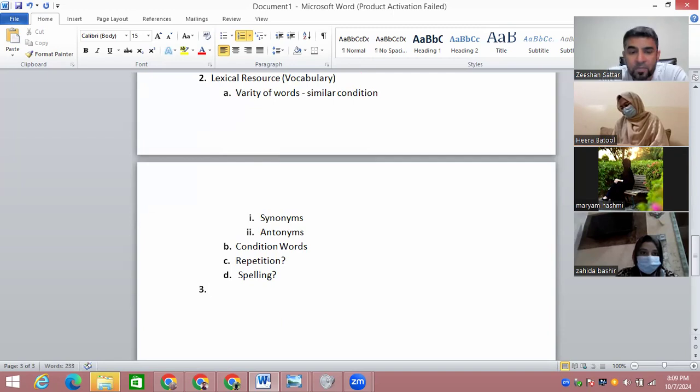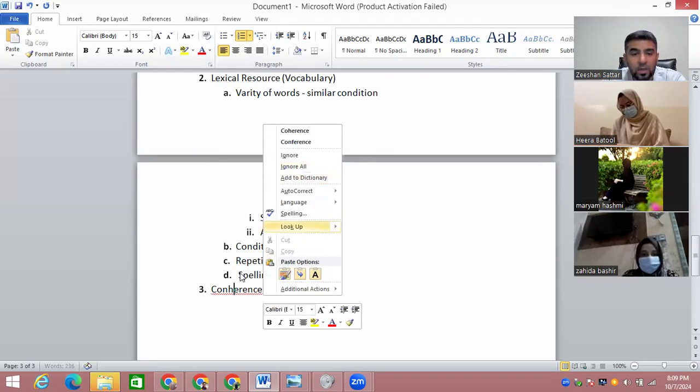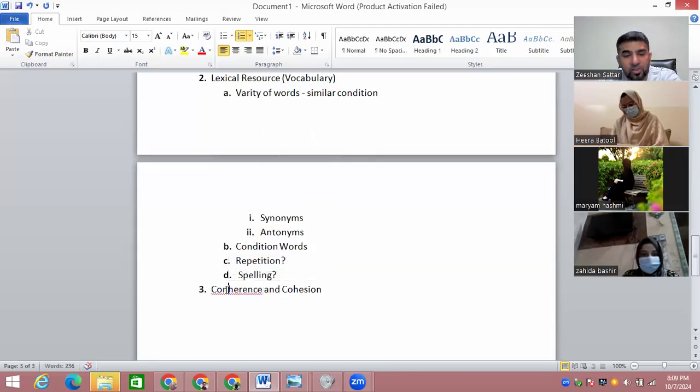Number 3, the third marking criterion is known as coherence and cohesion. Coherence and cohesion. So now, what do you mean by coherence? And what do you mean by cohesion?